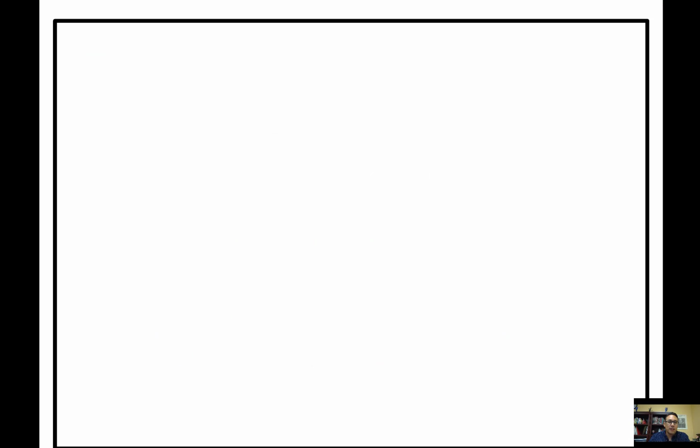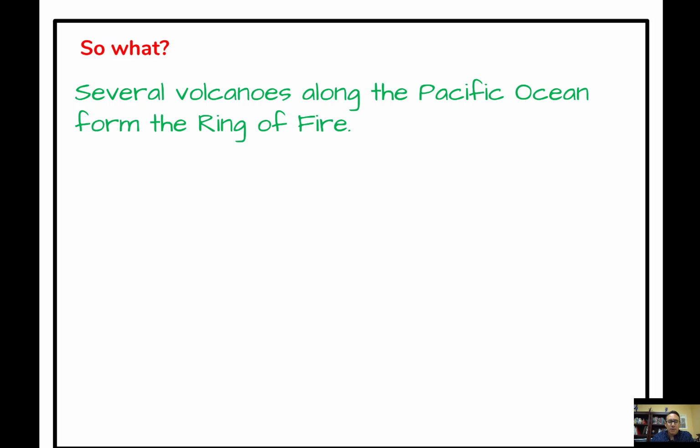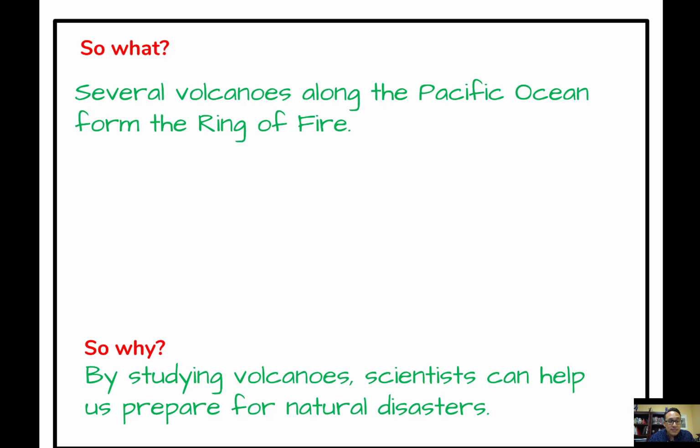Okay, so let's put it all together. So the so what. What is this article telling us? One way of putting it together, of expressing this, is that several volcanoes along the Pacific Ocean formed the Ring of Fire. And why is this important? Well, by studying these volcanoes, scientists can help us prepare for natural disasters, right?